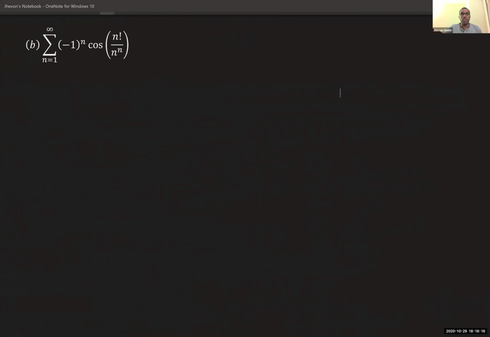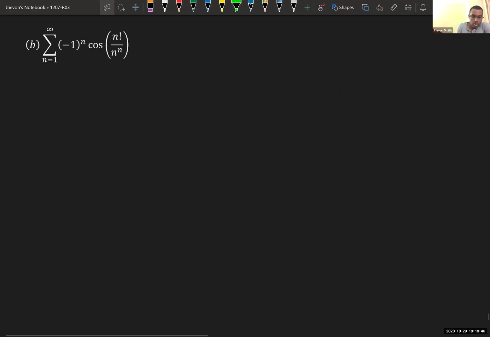So the function n factorial over n to the n itself converges to 0, right? So the function would converge to (-1)^n times cosine of 0, and cosine of 0 is 1. So boom, hit it with the test for divergence.